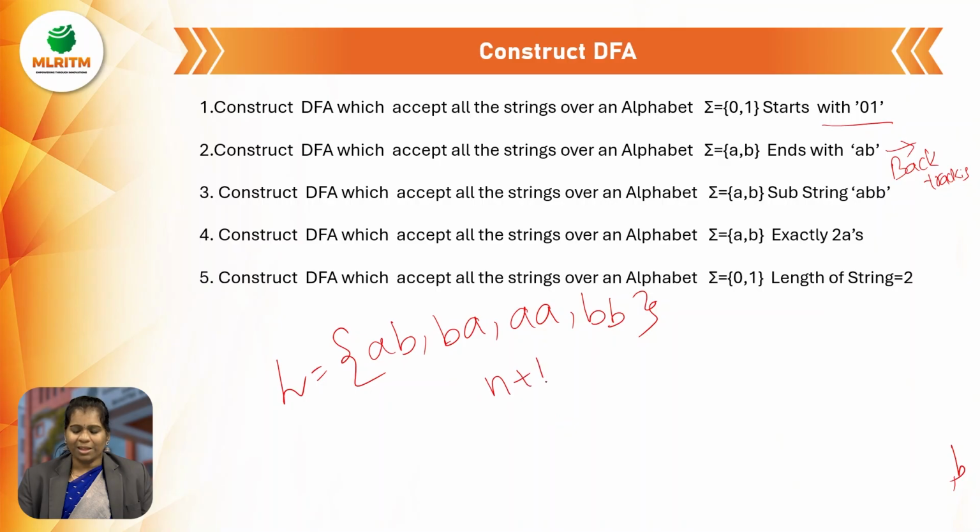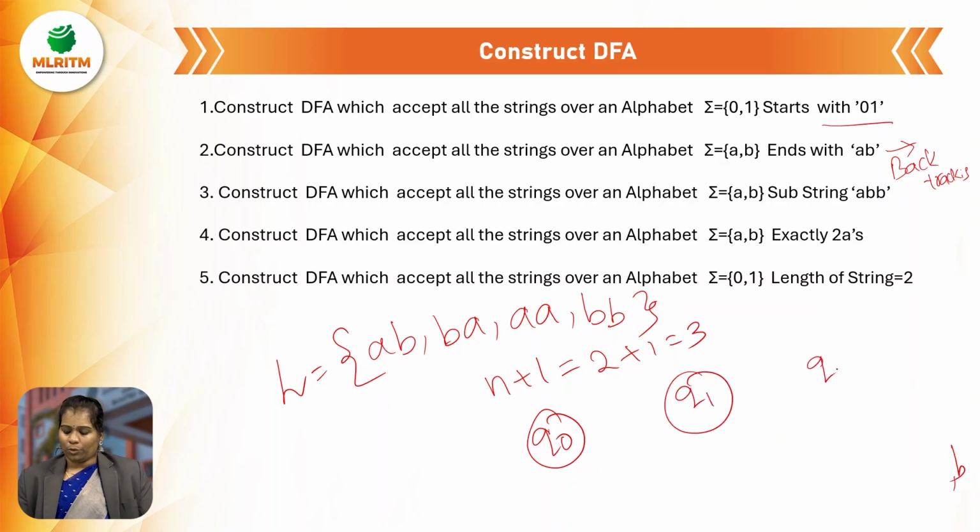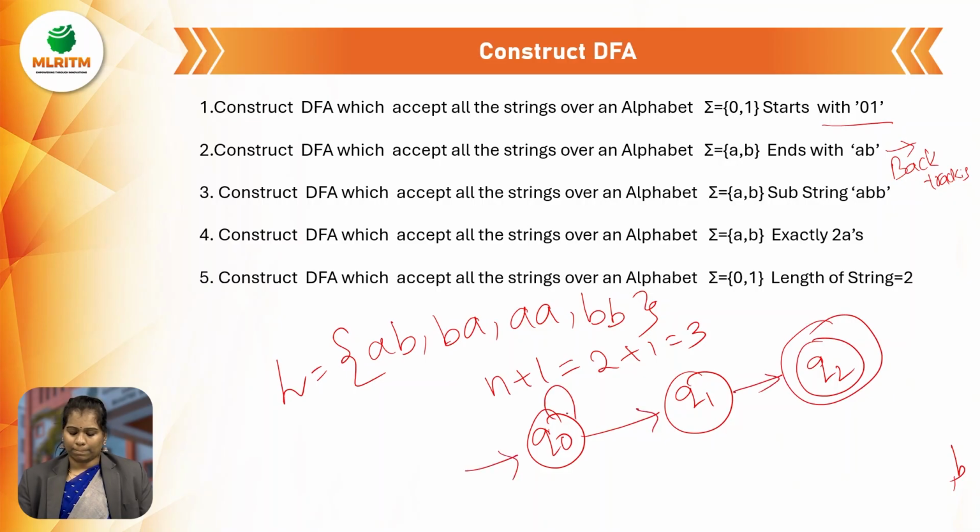Now we need to find the number of states: n plus 1, so 2 plus 1 is equal to 3. So Q0, Q1 and Q2. Here the initial state is Q0 and the final state is Q2. So A, B, and A, B.